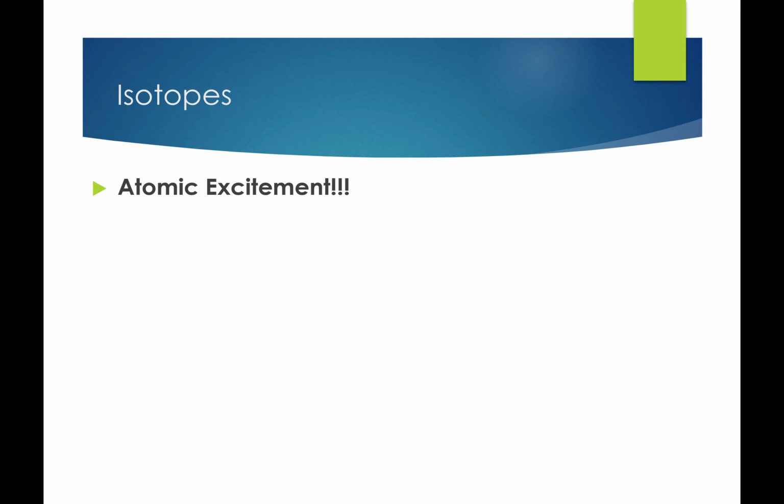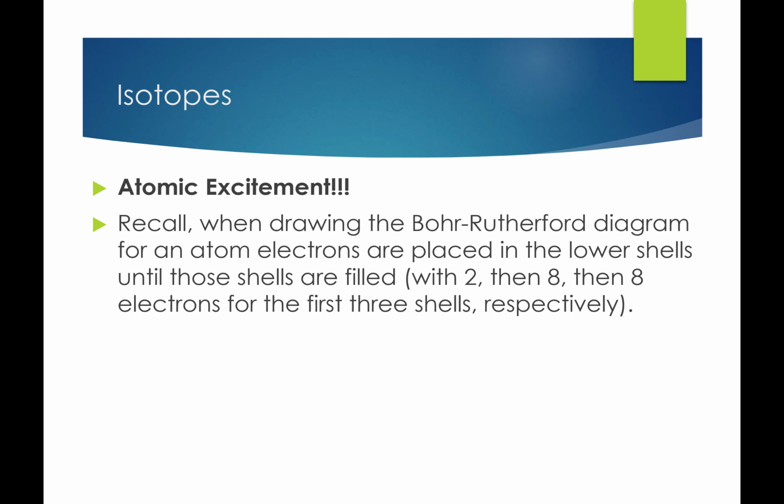Okay, physics, we're going to pick up where we left off on isotopes with atomic excitement. So the first thing is when we drew those Bohr-Rutherford diagrams, remember they were the circle with your nucleus and whatever you had in your nucleus. Maybe you had a P positive and an N0, and then you had an electron floating out here. So there are different shells, and this is going back to your chemistry.